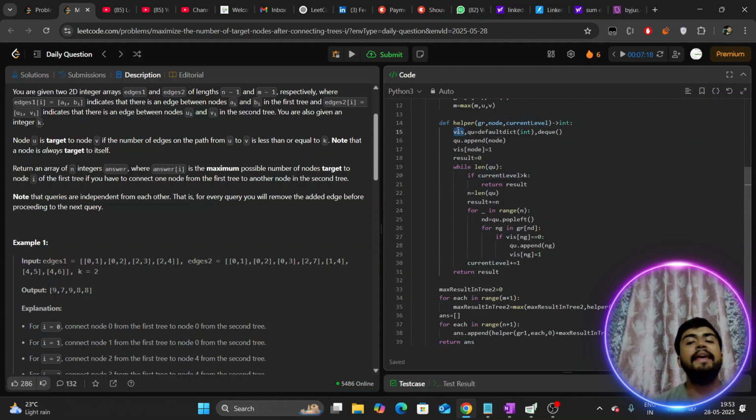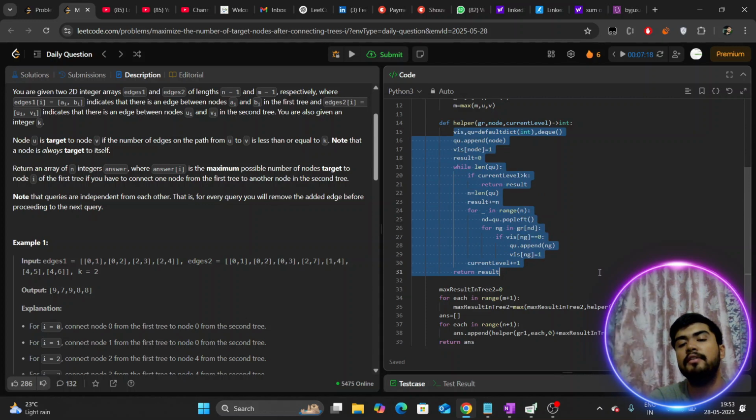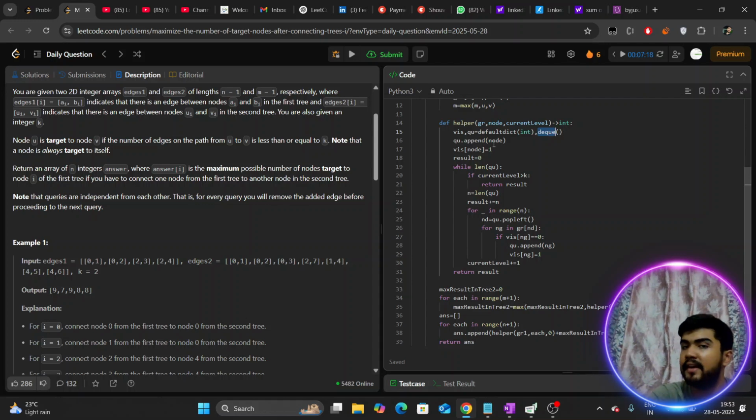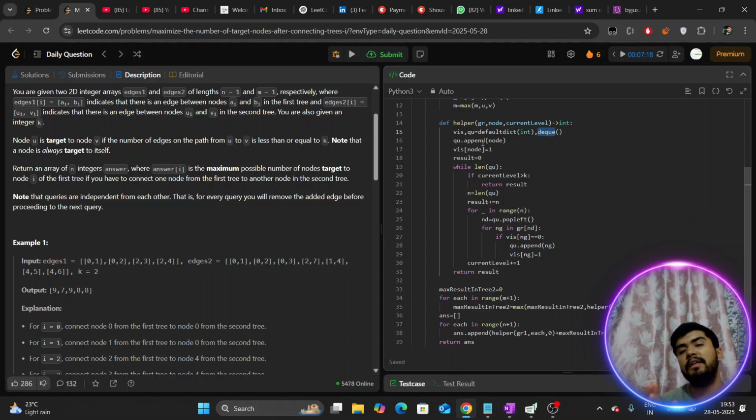Now I am doing a standard BFS, a standard level order traversal. Let me quickly explain each line one by one. I have defined visited, and I have taken a queue initialized as a deque, because I need popleft to be done in O(1). If you are not interested in why deque, we need a separate discussion for that, but I think I have already done it. So deque allows us to do popleft in O(1).